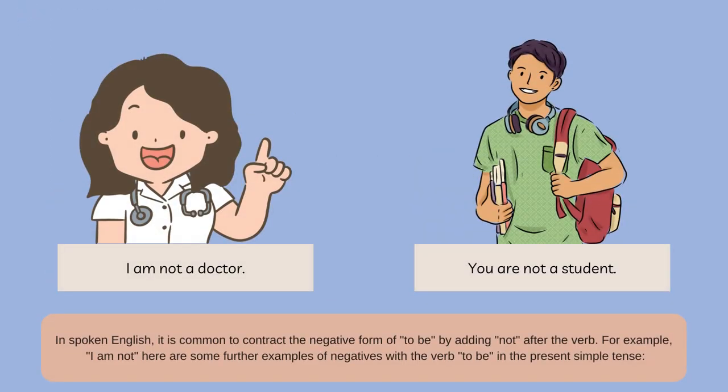In spoken English, it is common to contract the negative form of to be by adding not after the verb. For example, I am not. Here are some further examples of negatives with the verb to be in the present simple tense. I am not a doctor. You are not a student.